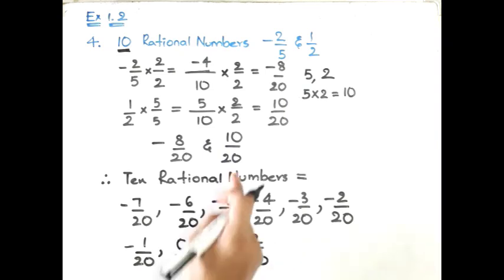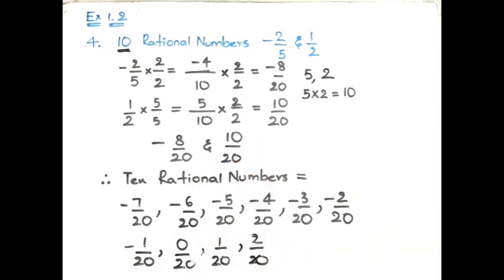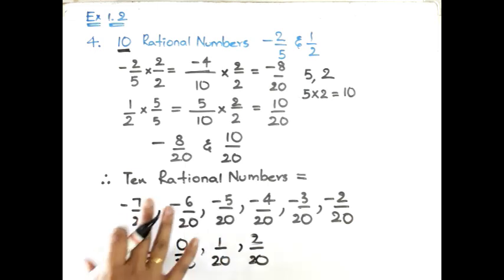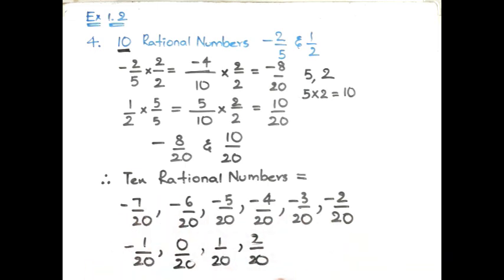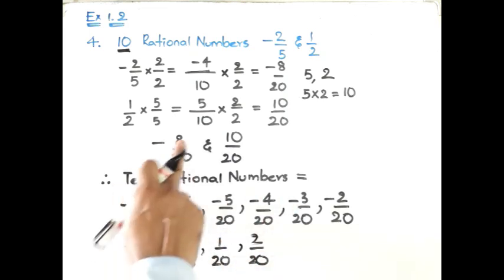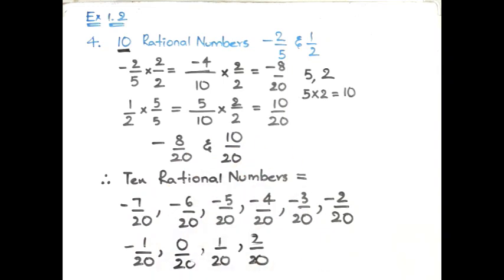See, even before we go to 10 by 20, we got 10 rational numbers, and there is no condition that you have to take only these numbers. You can start from minus 4 and go to plus 9. Any 10 rational numbers you can take between minus 8 by 20 and 10 by 20. So these are the concepts in exercise 1.2.